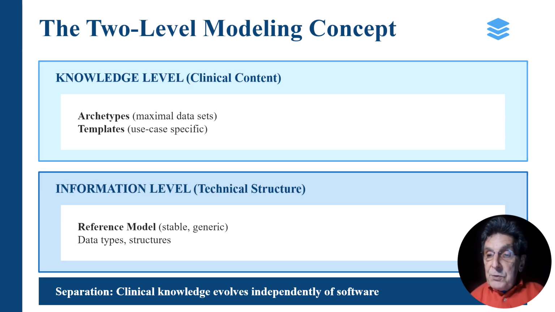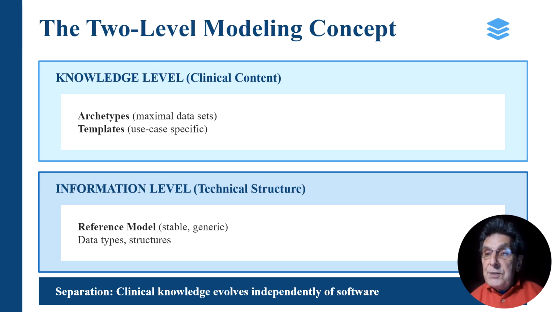And they handle the technical structure. It defines generic data types and structures: any numeric value, any date, any coded value, any text. These are stable and rarely change. The knowledge level handles clinical content through archetypes and templates. An archetype defines what data should be captured for a clinical concept like blood pressure. A template combines archetypes for a specific use case.